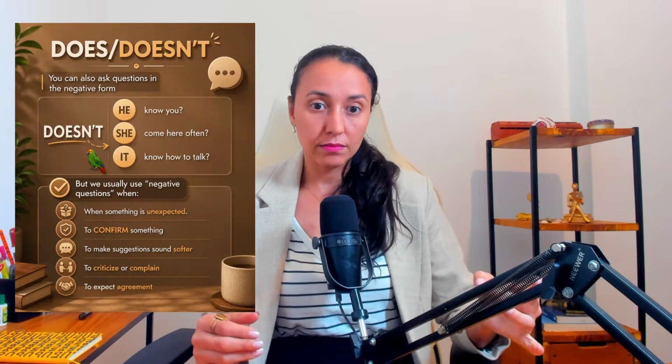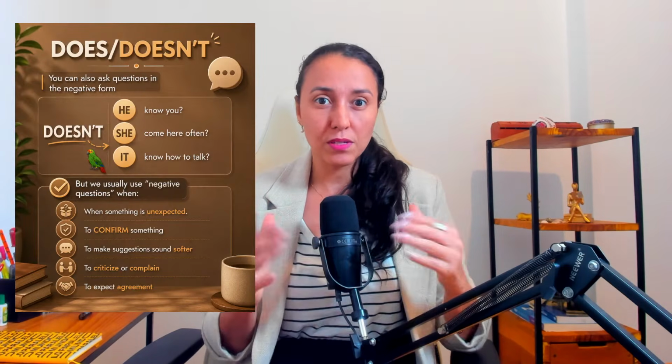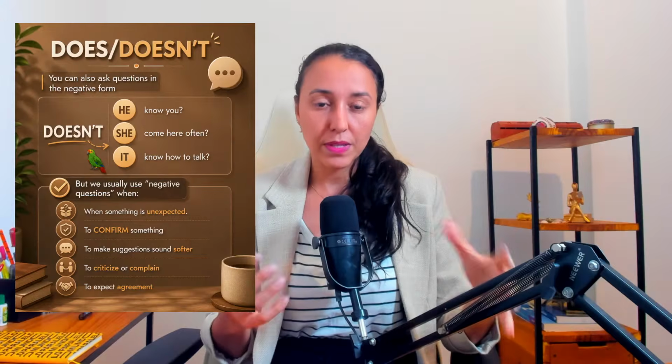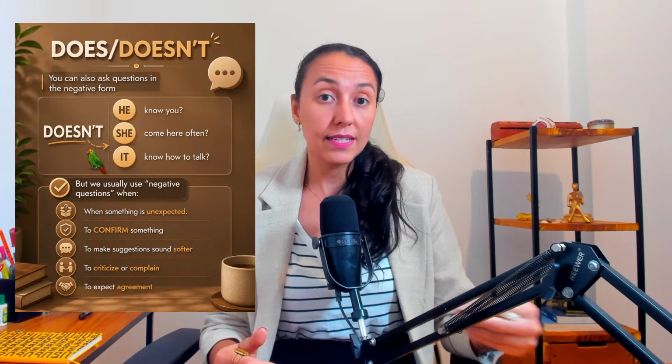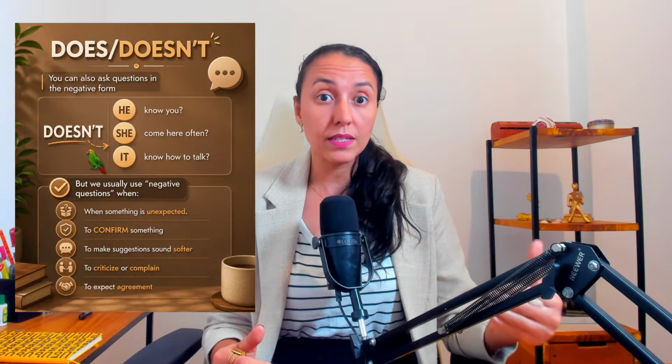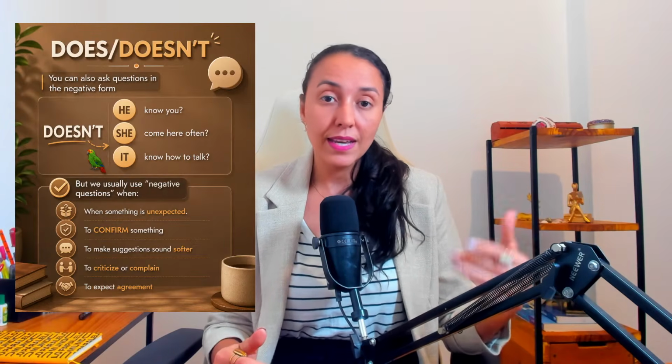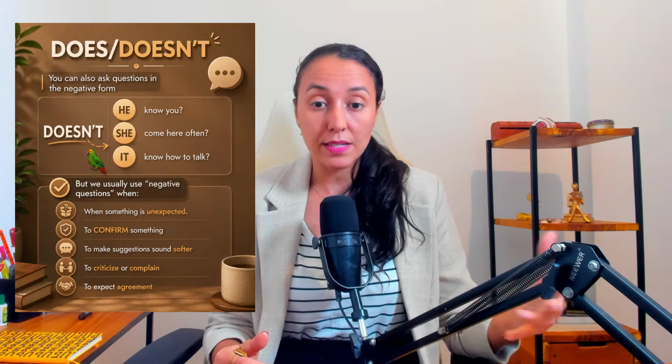Does and doesn't. They will be used with the pronouns he, she, it. And I'm talking about questions only. I'm not going to focus on affirmative and negative sentences. And I will use he, she, it in the singular form because they represent the subject in the singular form. He for men, she for women, it for animals and objects and things in the singular form.